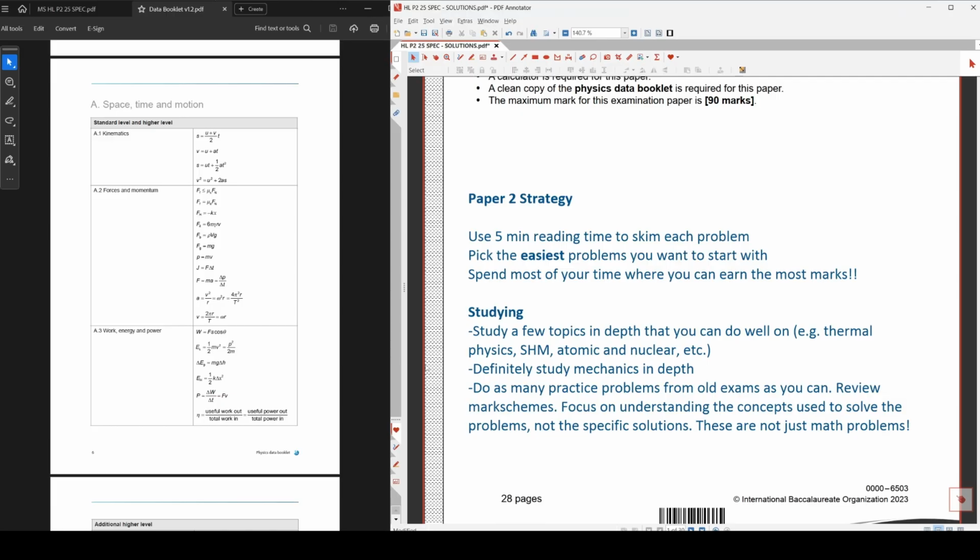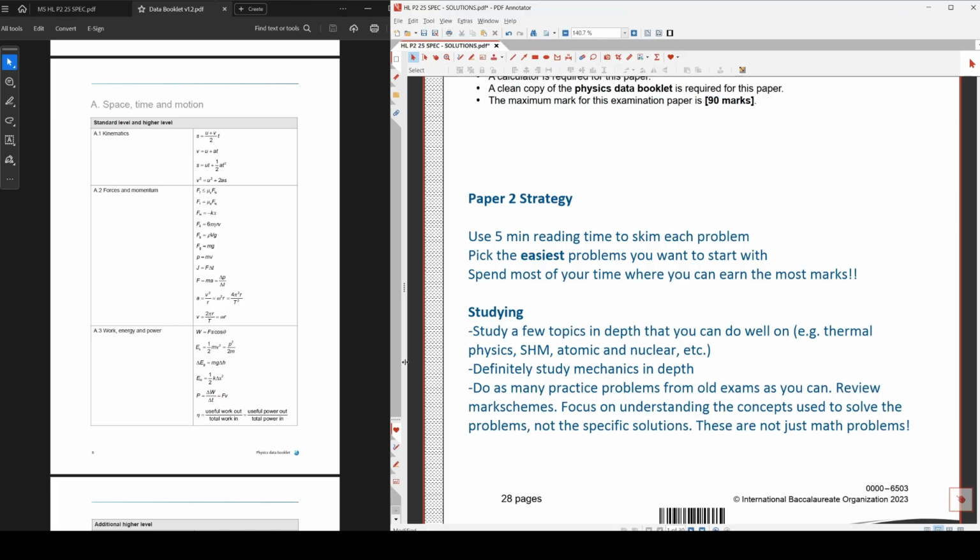And get used to the IB's tricks. Just keep in mind when you do these, your mindset should be to focus on understanding the concepts happening in the problems. Doing a physics problem is not about doing math, like just picking the right equation and plugging in numbers blindly. And like I said, the IB is very good at this. You really need to understand what's physically happening and how you're applying the equations to solve it. So keep that in mind.